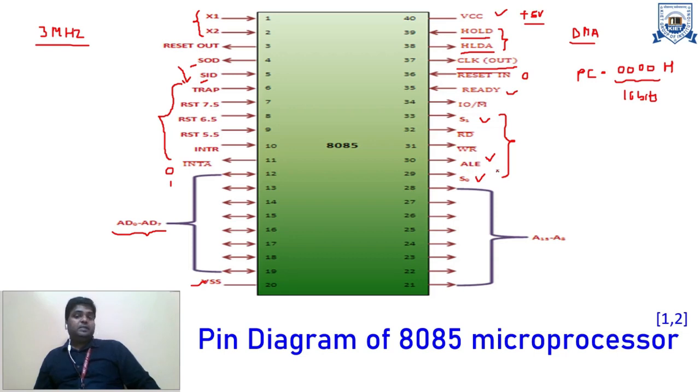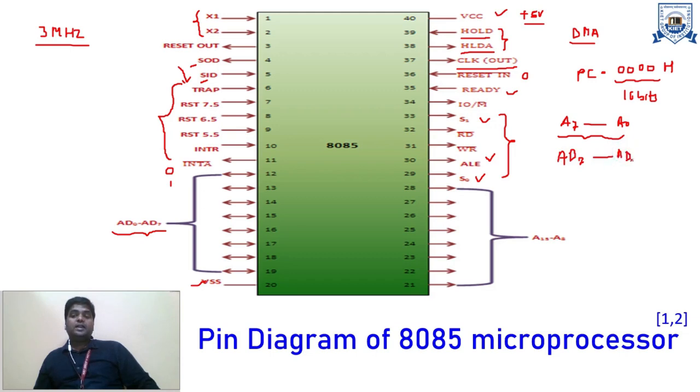Address latch enable, that is ALE. This pin is activated. ALE is basically used to multiplex the lower half 8 bits of the address line. As we know, the lower half 8 bits, that is A7 to A0, will be considered as a multiplexed address line where the address as well as the data information is saved. So that's why these pins are represented as AD7 to AD0.